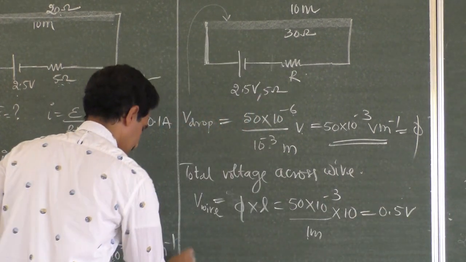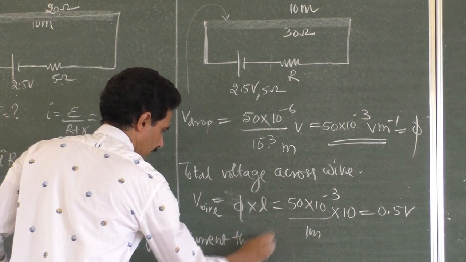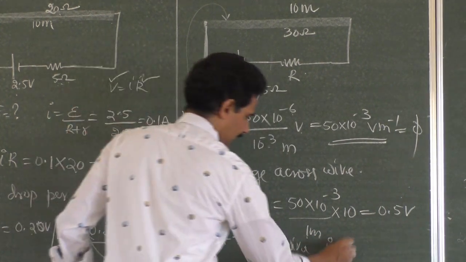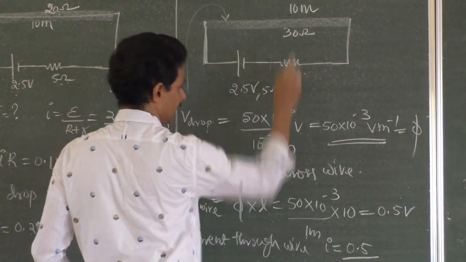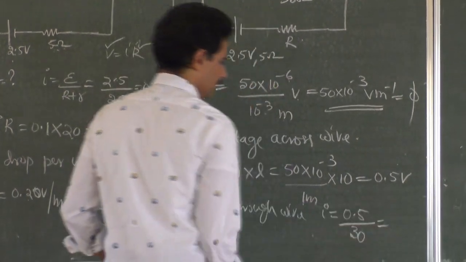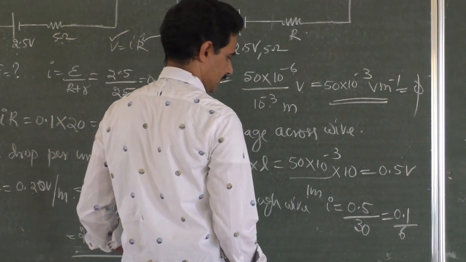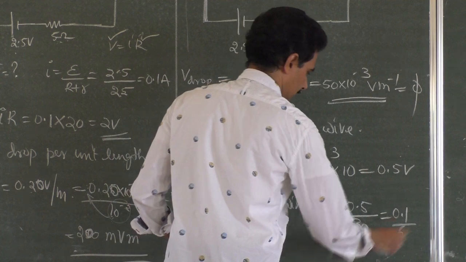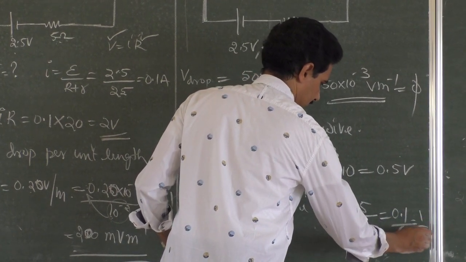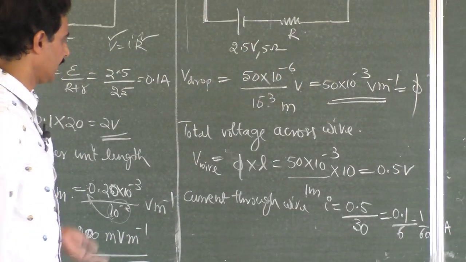Now, what is the current in the circuit? Current through wire. Current through wire, I is equal to voltage across the wire, 0.5, and resistance of the wire, 30 ohm. That is equal to 1 by 60, multiply and divide by 10. Let this be 1 by 60 amperes. I think I am going correct, right?